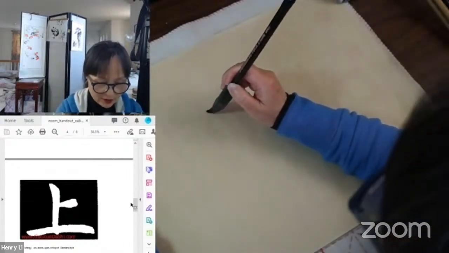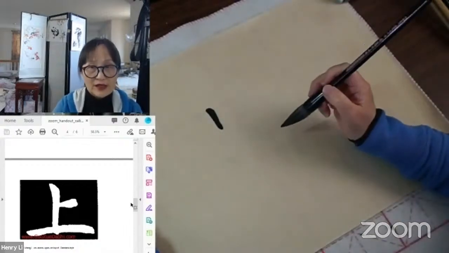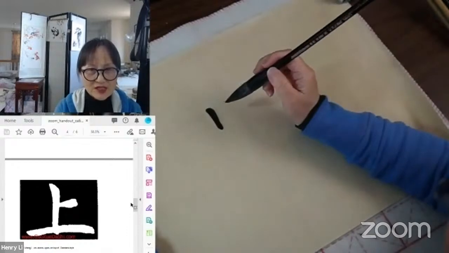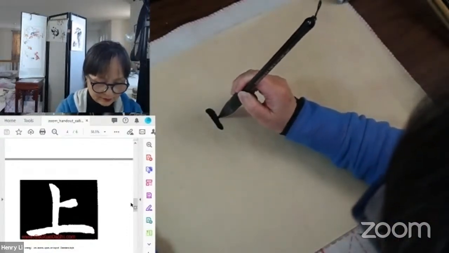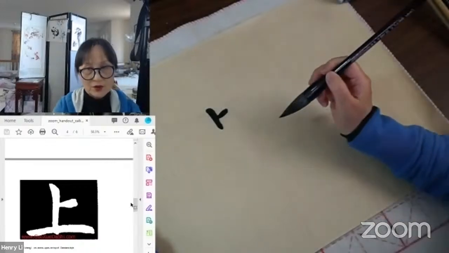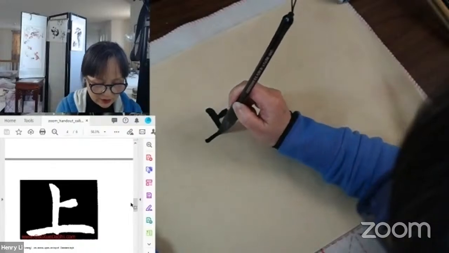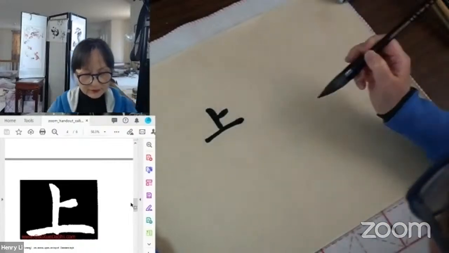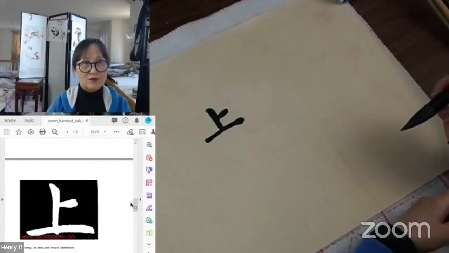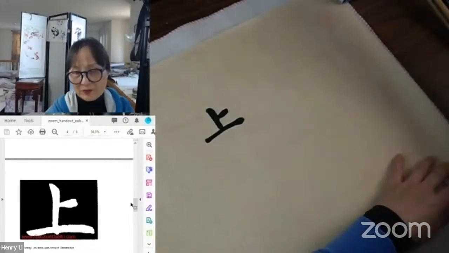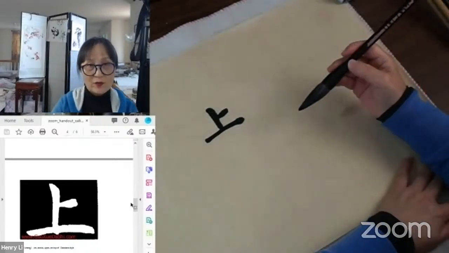Okay, so vertical first, and then a dot, like a horizontal. Not too long. The longest is the bottom one. That's how you write it. By the way, actually, I'll give you the other one.